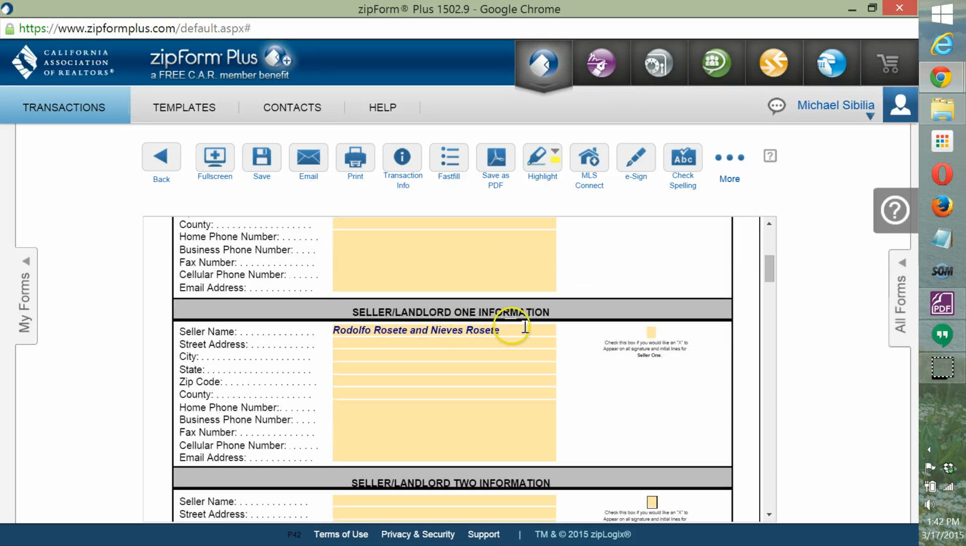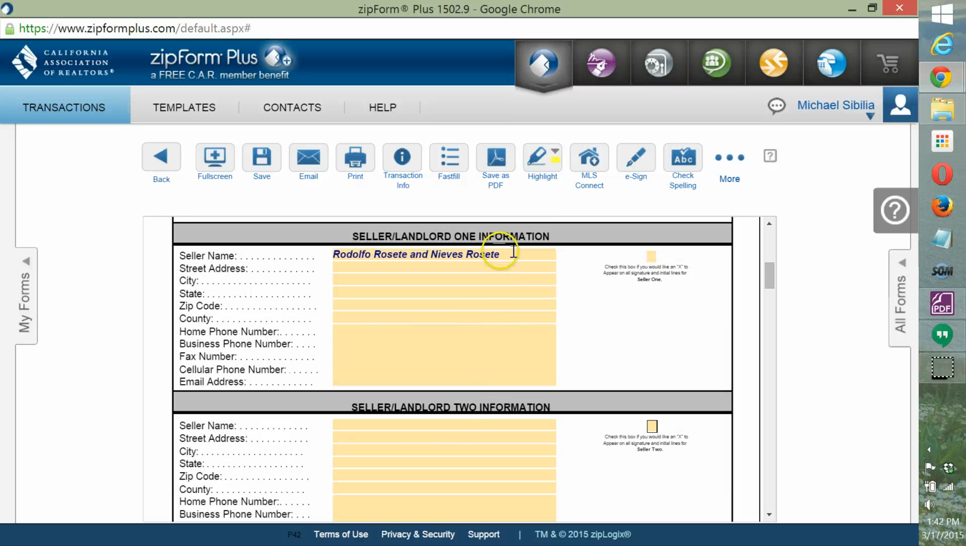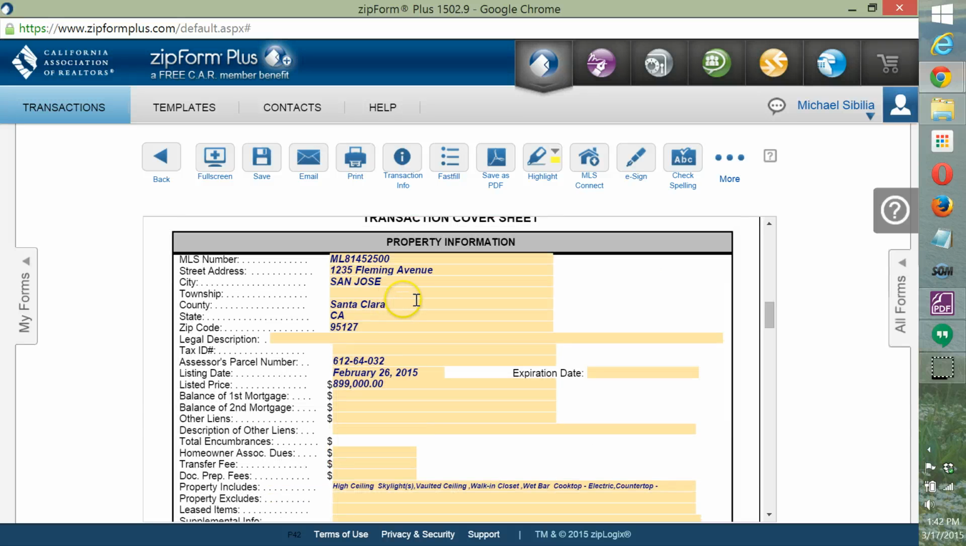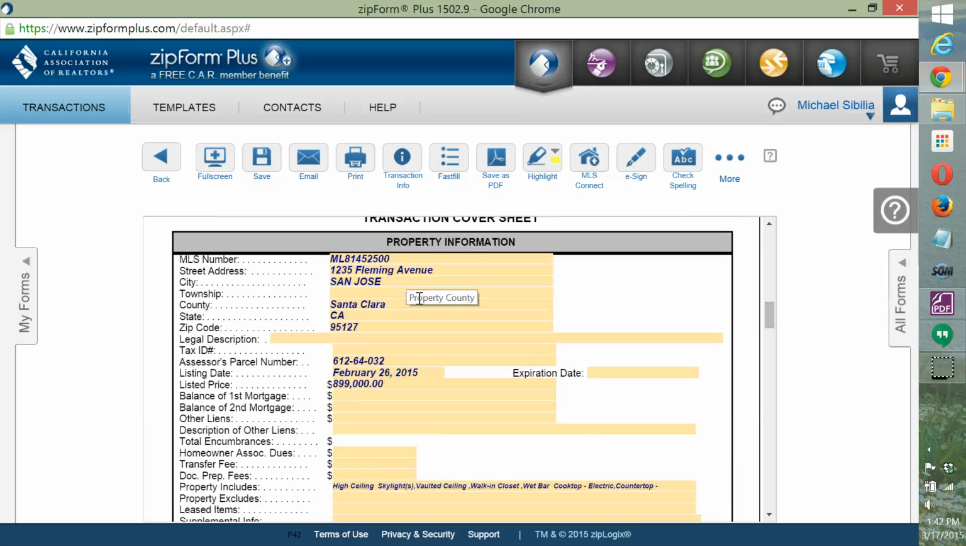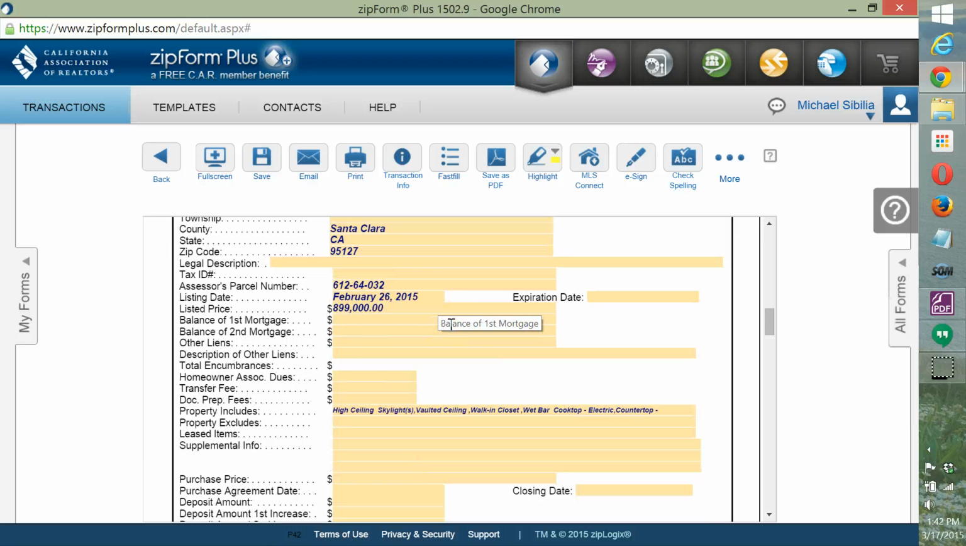And notice it's put in the seller's names like that, right? The import isn't perfect. If you wanted to, you could make that seller number 2, right? Which is what I would probably do. I frankly haven't seen it do that before, but we're going to clean it up a little bit. This is still better than typing everything in. We don't know the seller's email address most likely. So it's filled out a lot of the basic information.